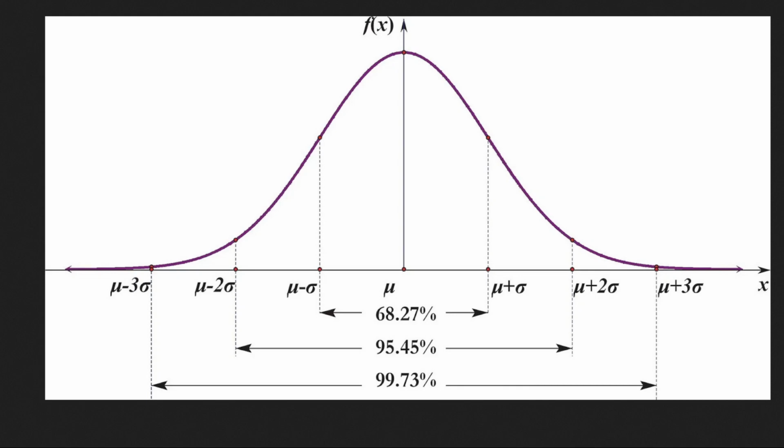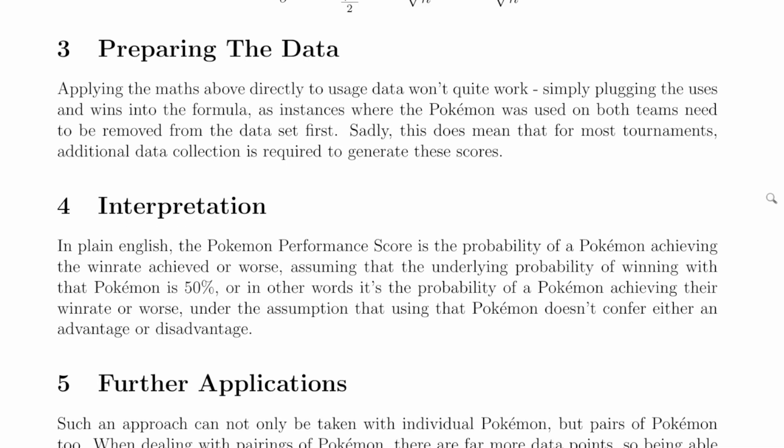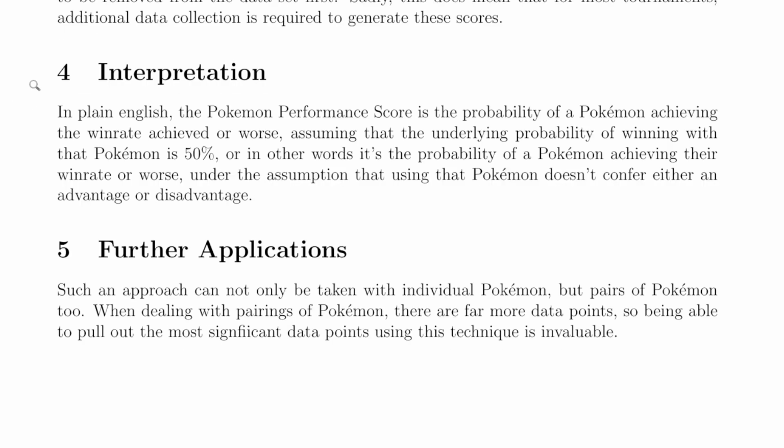Basically you use that with a reference table to get the probability of a Pokemon getting a given win rate, or getting the win rate that they got if all the battles were decided completely randomly. So that's the concept. I'm going to continue scrolling through this, describing the interpretation there as well, and preparing the data.